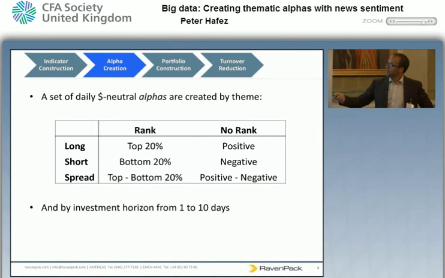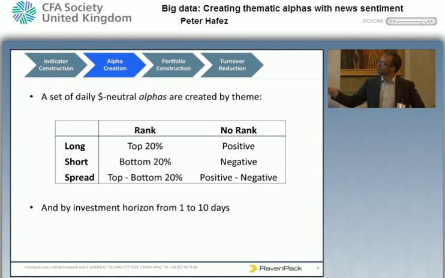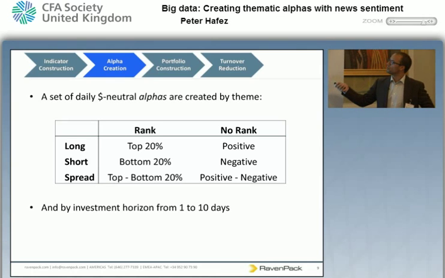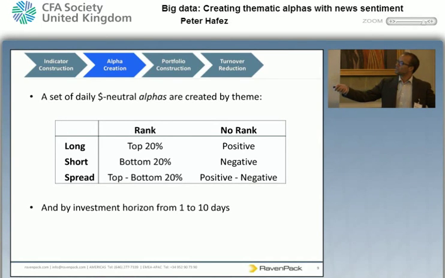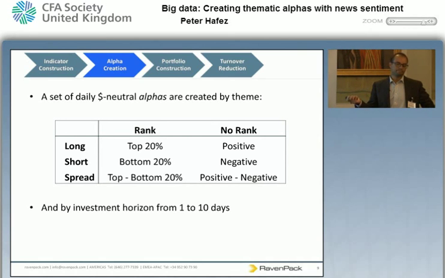But we create a long strategy where we say, let's go long either using a ranking approach or just a sentiment approach. So we go long the top 20% of stocks with the most positive sentiment within a given theme. So it could be earnings. We call that a rank alpha. And then we short the market.